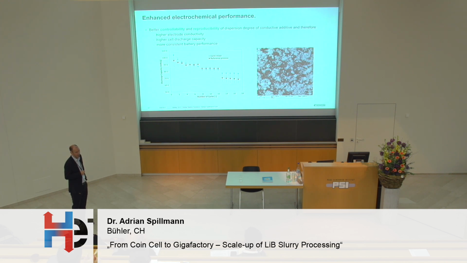As an example, if you dissipate too much energy, you would end up in single isolated carbon black particles, which lead to a reduced electrical conductivity in the electrode, and therefore to a lower performance of the final battery. So the target is always to dissipate the right amount of energy to deagglomerate these additives to a certain particle size in order to optimize the final performance of the electrode.